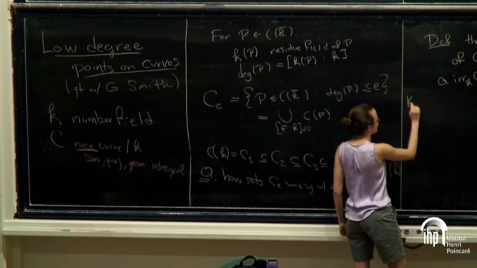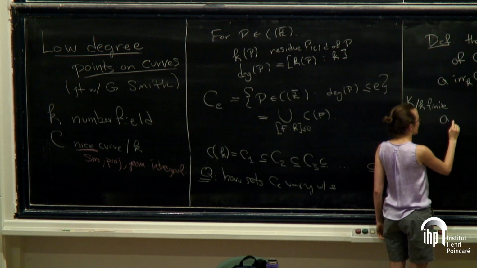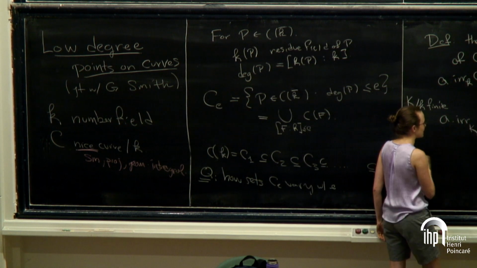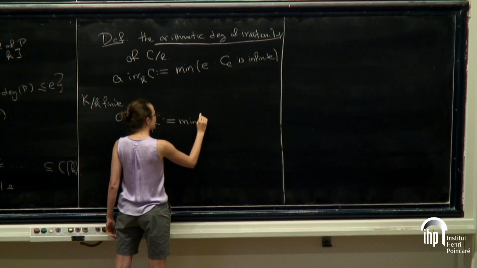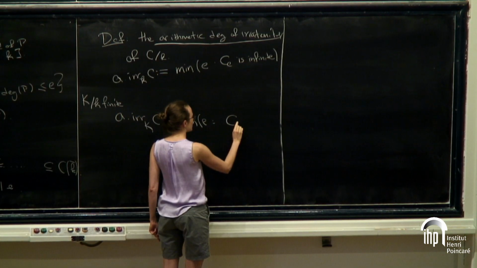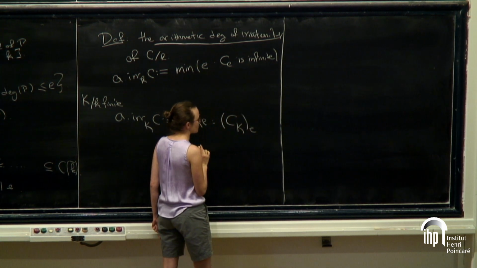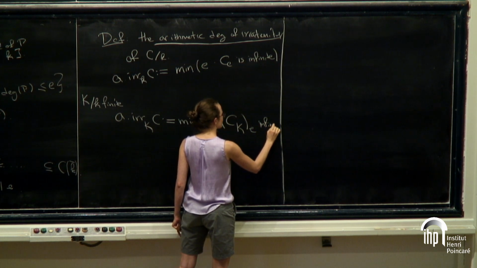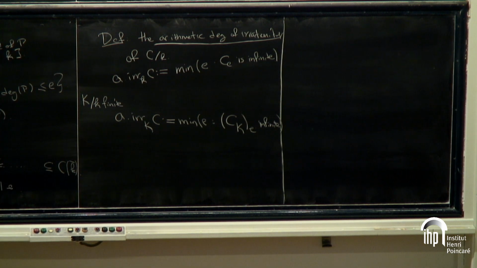So if I have any big K over little k, which is a finite extension, I can also define this arithmetic degree of irrationality over big K, which is just the smallest e, so that if I take my curve, I base change it to big K, and then I look at degree e points over that, I get something infinite. So in the conic case, if I took K to be one of these quadratic extensions where it has a point, it would become 1 over that extension.